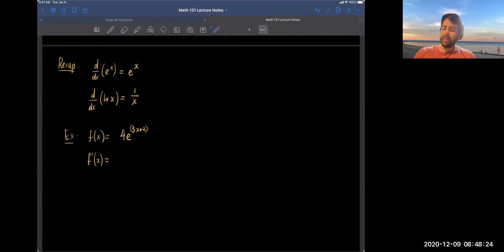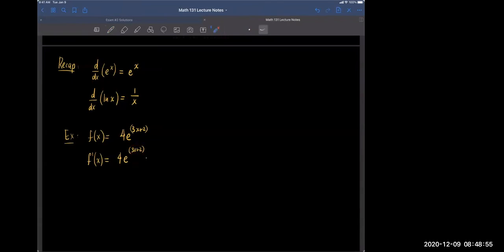So what's the derivative of the outer function? It's 4 times e to something. But what do we know? E raised to something equals e raised to that same thing, so it doesn't change. So then the derivative would be what? 4e to the same thing, correct? But what's the issue? There's an inner function, and my inner function is in the exponent.